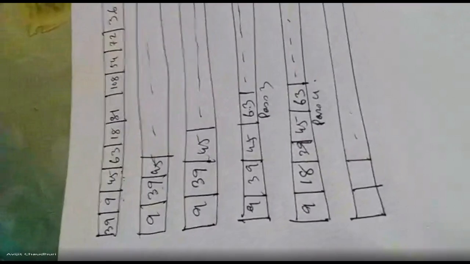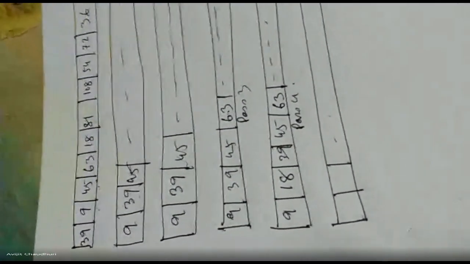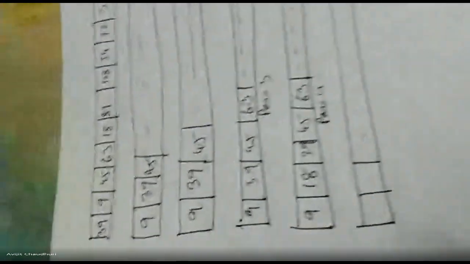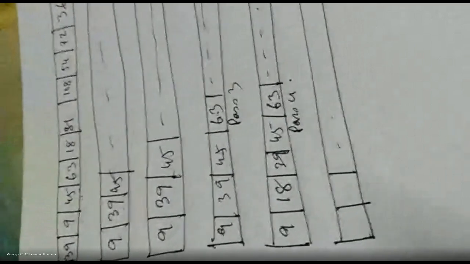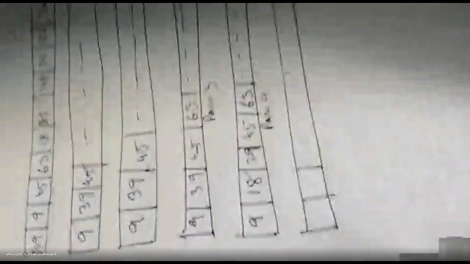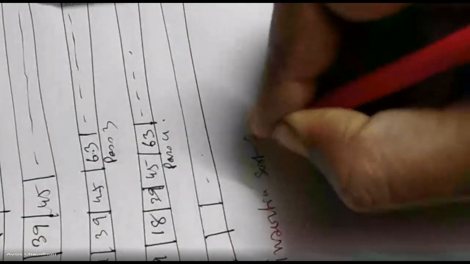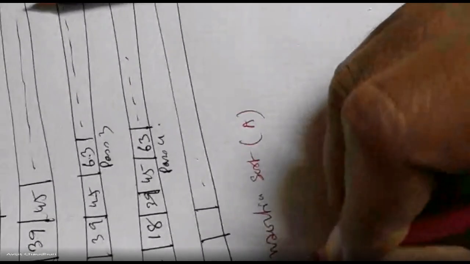So in every pass, one item will be sorted. If we are coming to the algorithm part, algorithm is very important over here. Suppose this is the array.